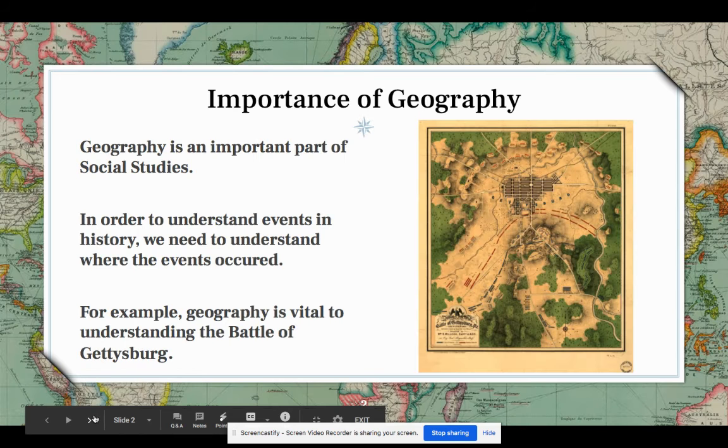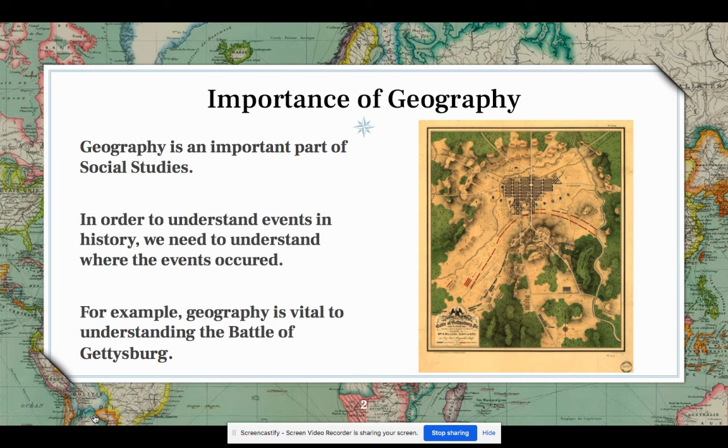Just a few things. If you're going to study something, especially in history, very often geography is a very important part of that study. In order to understand the events in history, we need to really understand where the events occurred. And that's vital if we're studying battles or if we're studying a settlement or if we even zoom in, so to speak, and study how a city forms. Very often, that city and its formation is based on geography.